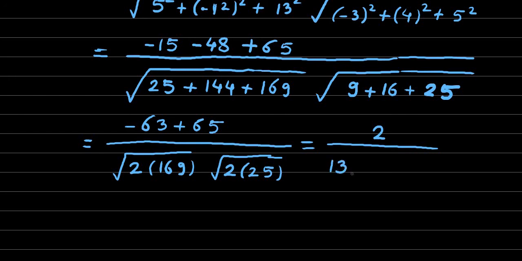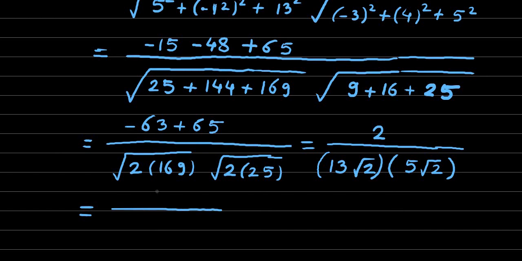So this is 13 into under root of 2, into the second term in the product, which is under root of 25, that is 5. So 5 root 2. Now further it is equal to, in the numerator simply we have 2. In the denominator we have root 2 into root 2, which is 2. So it is 2 into 13 into 5.